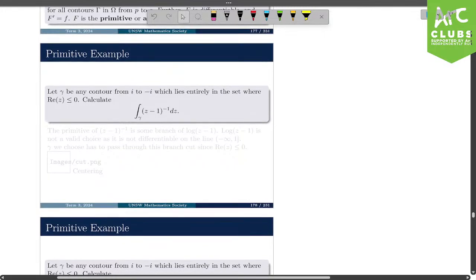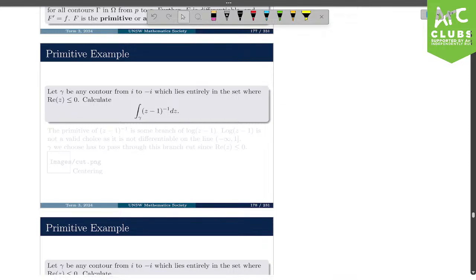Alright, so we can use this right now. This function is going to be differentiable on what values? So let's think about this. Let phi be any contour from i to minus i, which lies entirely in the set of the reals being less than or equal to 0. So less than or equal to 0, well, it doesn't touch the pole, right? So it's always going to be differentiable, it's always going to work, and therefore we just need to use the derivative. So a couple ways we could do this.